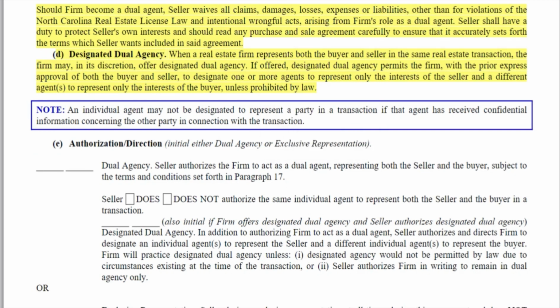So D is a designated dual agency, and this is another alternative with me just representing you and representing the buyer. In my firm, I can designate someone in my firm to be the buyer's agent as long as I have not shared with them anything about the transaction up to that point. Then that will be another way of doing it. So I can still represent you solely, but someone in my firm is going to take the buyer's side of it, but you still have pretty much exclusive representation.